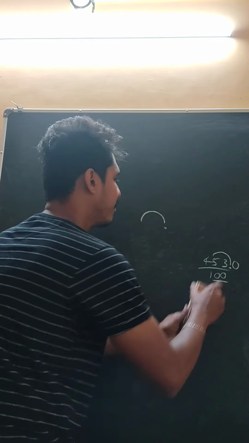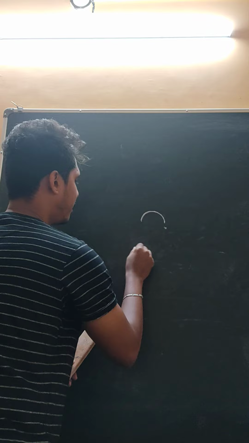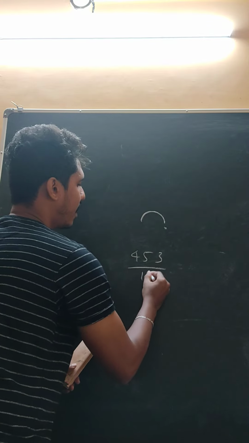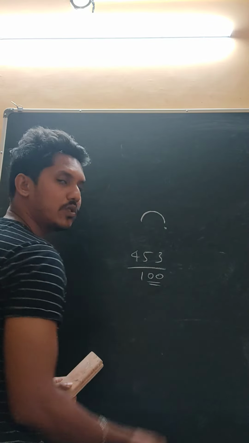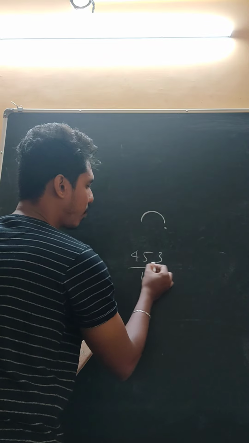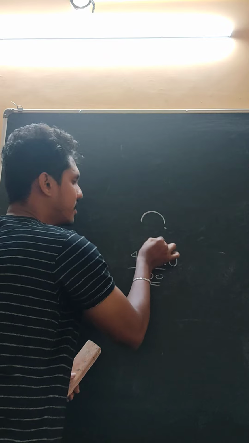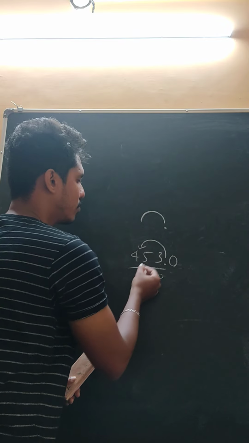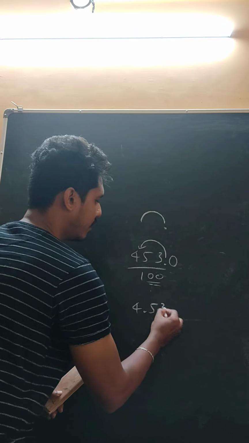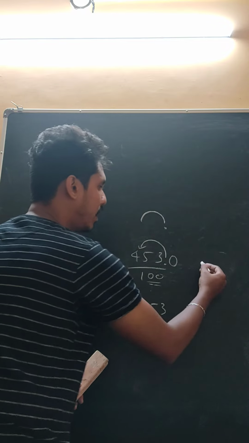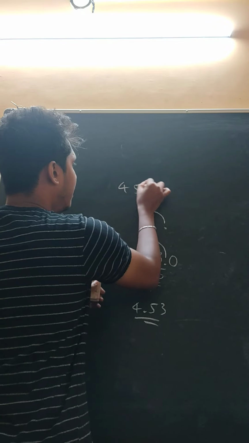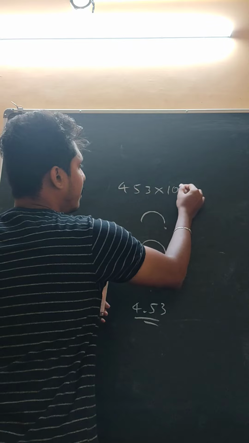See here, 453 divided by 100. In the denominator 2 zeros are there. So in this problem the decimal point will be here, 453.0. So we have to shift this decimal point back 2 houses. So it will be 4.53, the answer. In case of multiplication, 453 into 100.